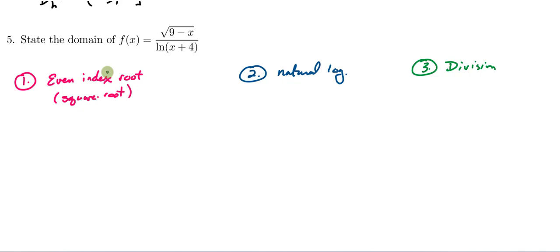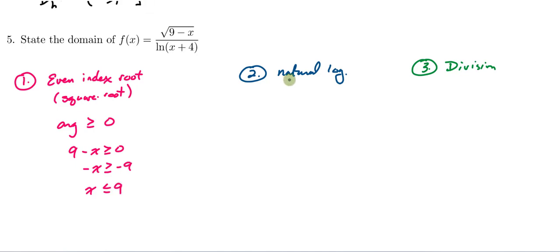Okay, so for the square root, the argument, or the radicand, needs to be greater than or equal to 0. So we need 9 minus x to be greater than or equal to 0. So minus x needs to be greater than or equal to minus 9, or that x needs to be less than or equal to 9.